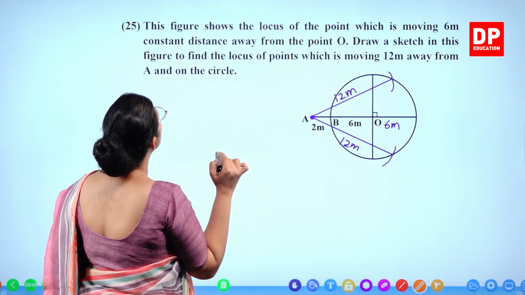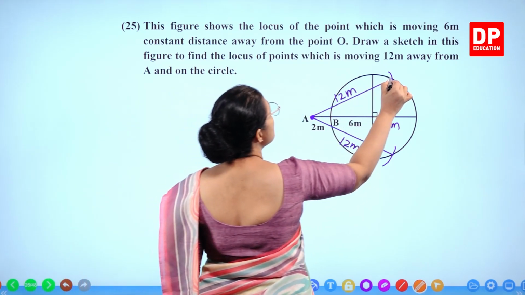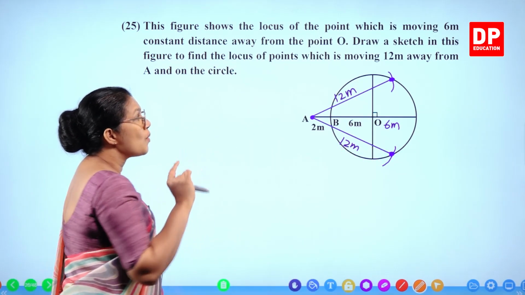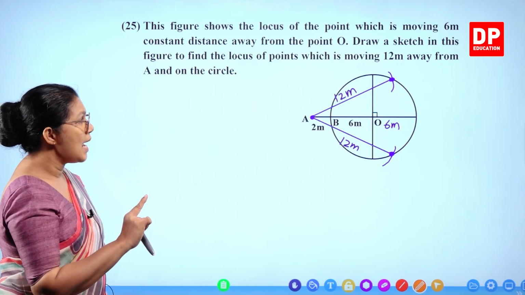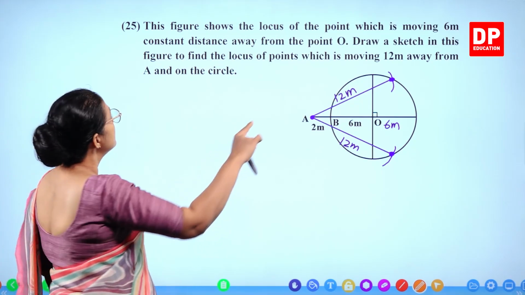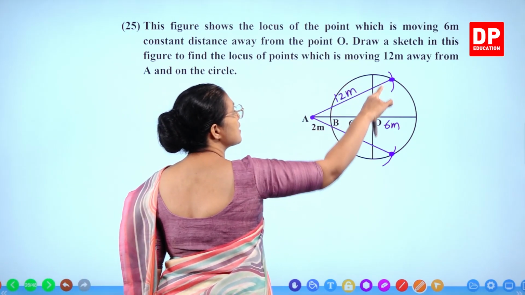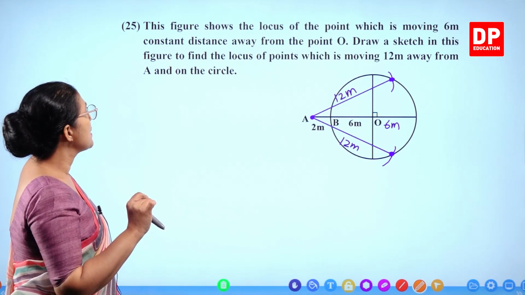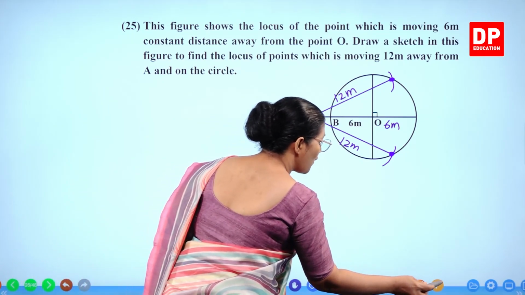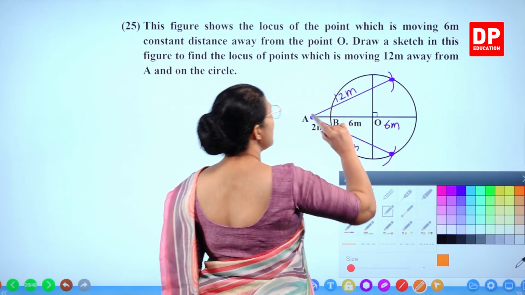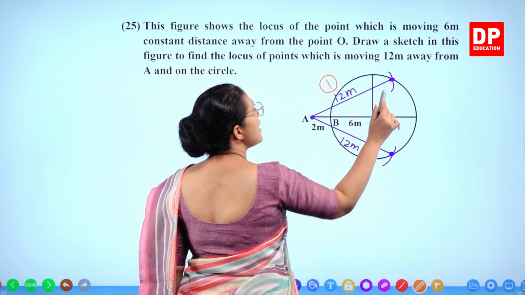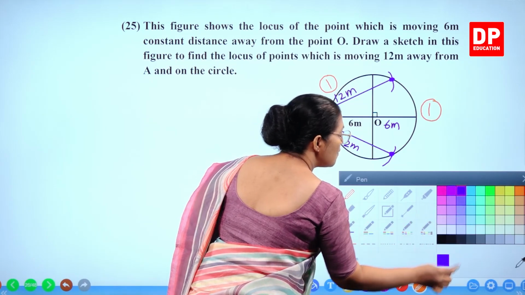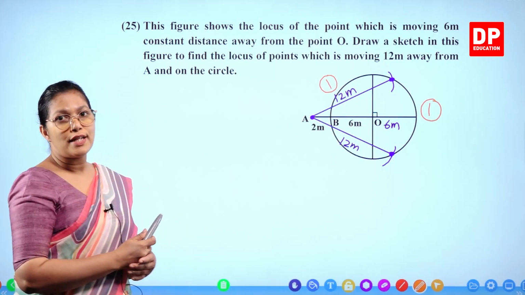And these are the 2 points. So show the locus of the point. These 2 points are the points that are 12 meters away from A, but not inside the circle, on the circle. Inside means you have to draw the arc, but on the circle means those 2 points. So you get 2 marks for that. 1 mark for showing that this length is 12 meters and marking these 2 points, 1 mark. Altogether 2 marks for that question.